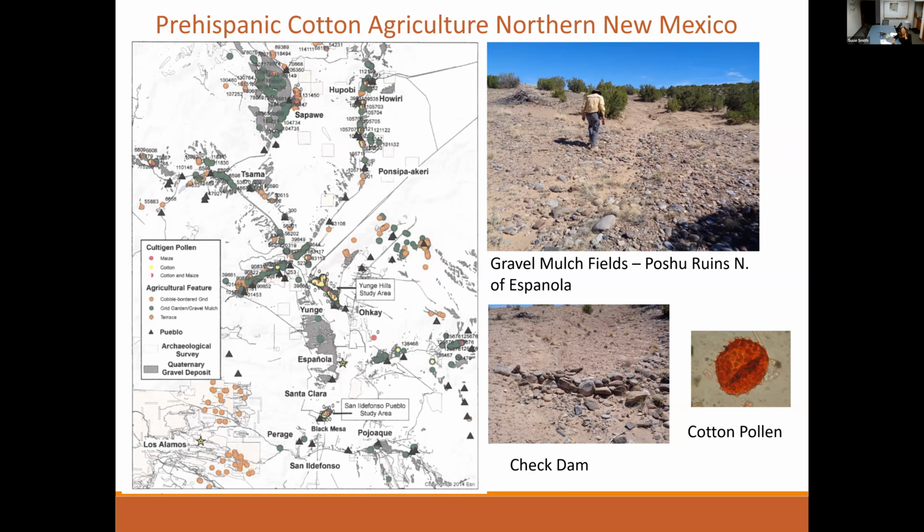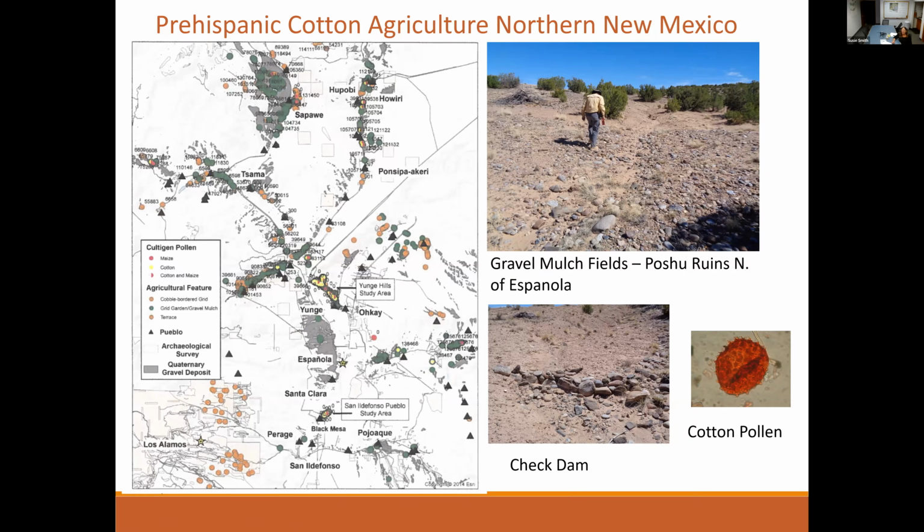And what we found was that they were using the gravel mulch to grow cotton. It was a high value crop. It was important to prehistoric peoples. They figured out how to grow it. Northern Rio Grande is outside the range of this subtropical crop. And so again, this technology to use these gravel mulches as both thermal and water conservation systems to grow cotton is pretty brilliant. They also manage just about every drop of surface water out there.